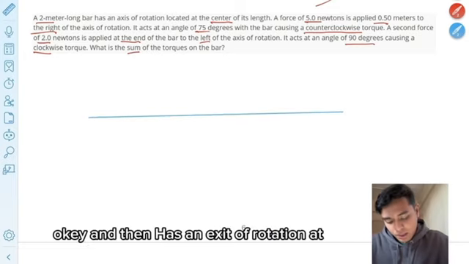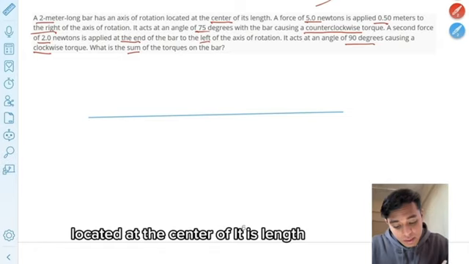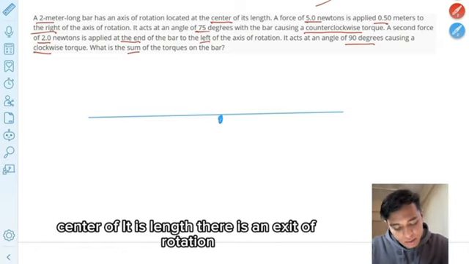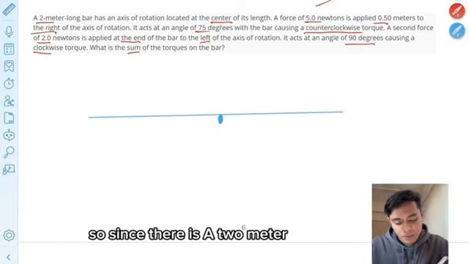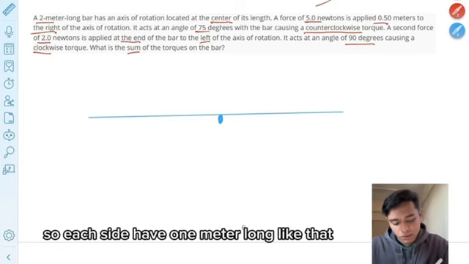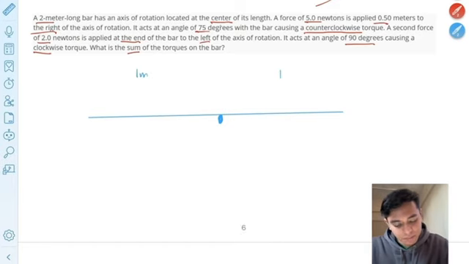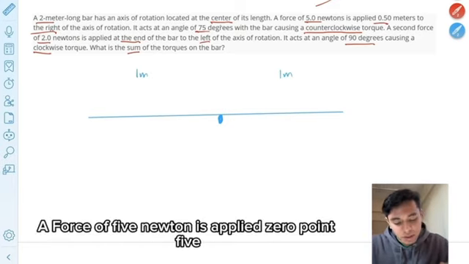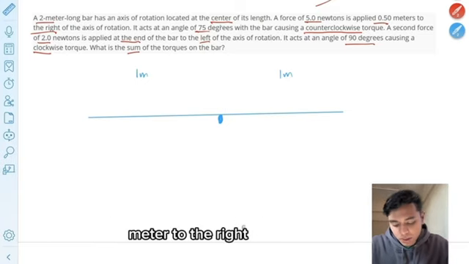Okay, and then the bar has an axis of rotation located at the center of its length. So that means at the center of its length there is an axis of rotation. Since the bar is 2 meters, each side is 1 meter long. Okay, and then the next one is a force of 5 newtons applied 0.5 meters to the right.